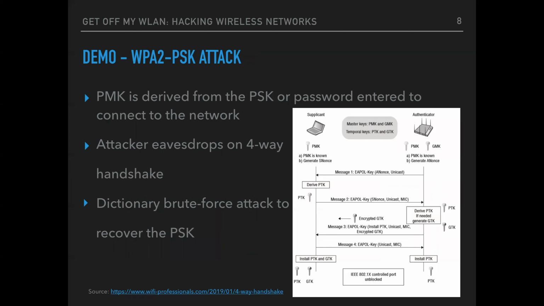Before we get into the demo of the pre-shared key attack, here's a picture of what that four-way handshake looks like. The important thing to know is that the master key is derived from the pre-shared key or password entered to connect to the network. From there, the device and the access point perform a four-way handshake for authentication. An attacker can eavesdrop on this four-way handshake to capture it and then perform a brute force attack and potentially recover the pre-shared key if an attacker has enough time or the password is weak enough.